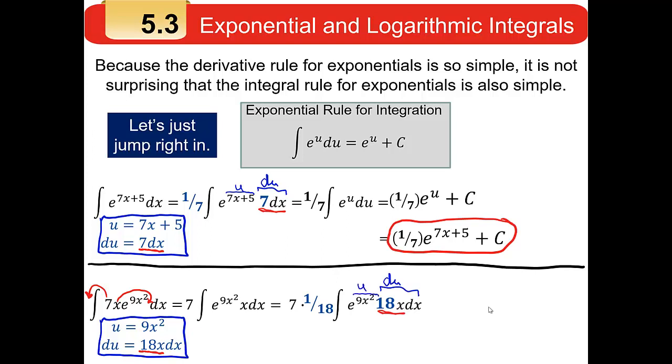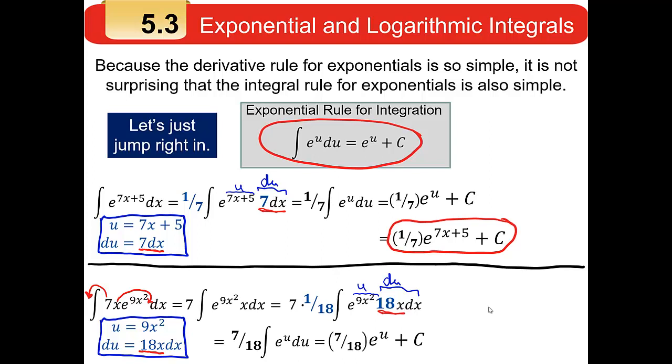The 9x squared is the u. The 18x dx is the du, so I can completely bring out all the x's now and just write it in terms of u. Remember that 7 times 1/18 is 7/18. And now the only thing left to do is get the x's back into the problem. So you remove the u and put back in 9x squared.